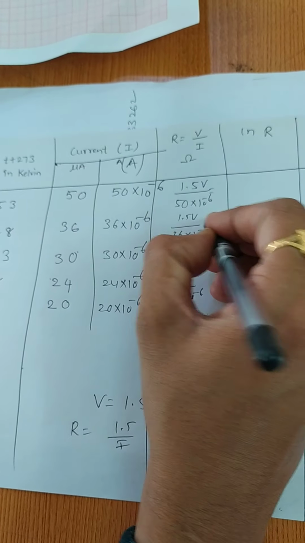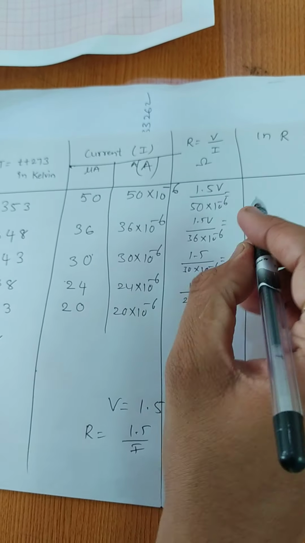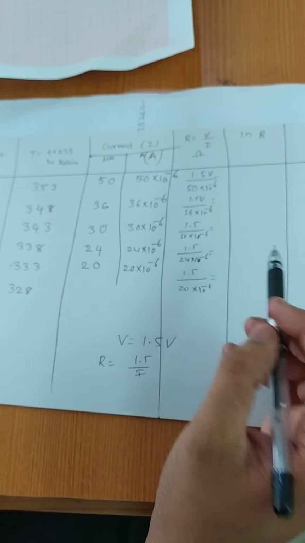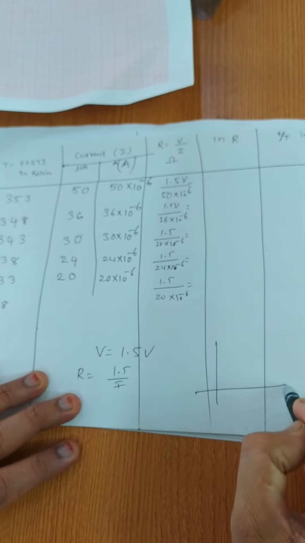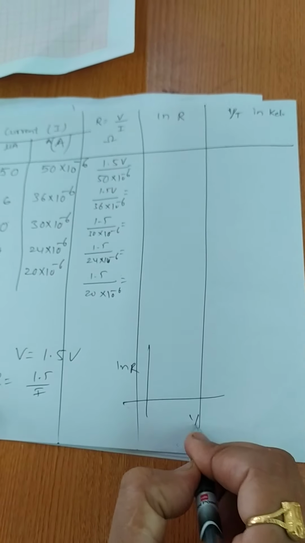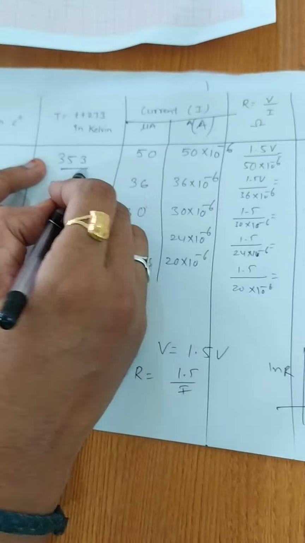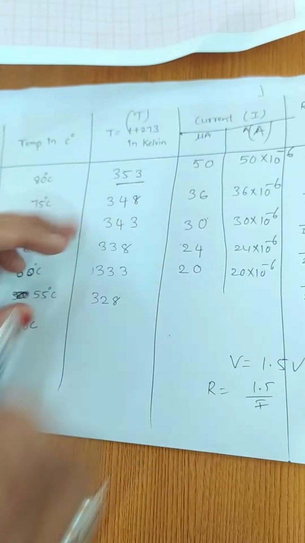Okay, so we'll find out R. Then we'll apply the ln of R. This ln of R will be our y-axis. So the graph will be something like this: ln of R versus 1 by T. We have T here. T is this one, 353. So this is T, and we'll take the reciprocal of this T.